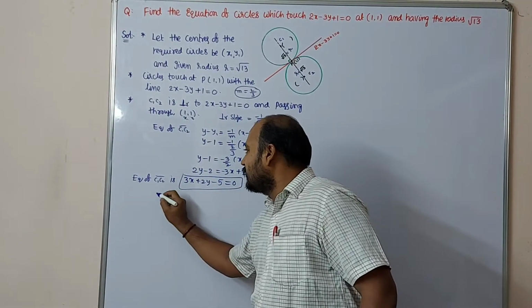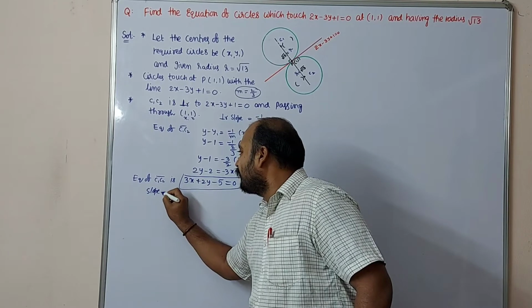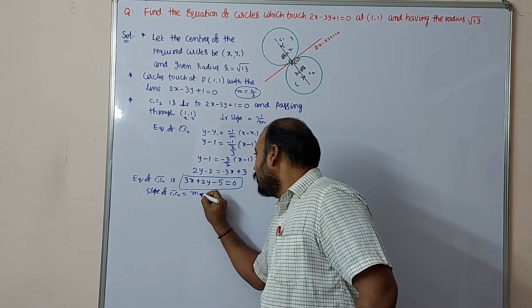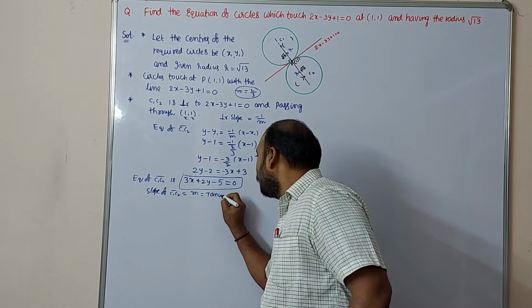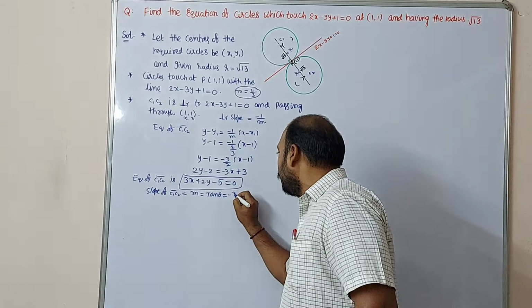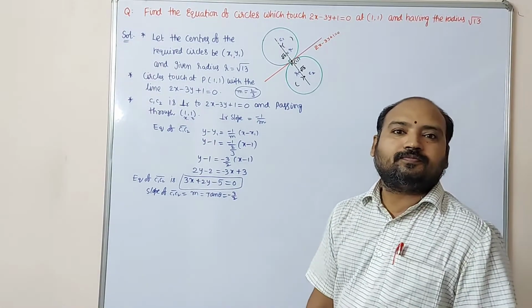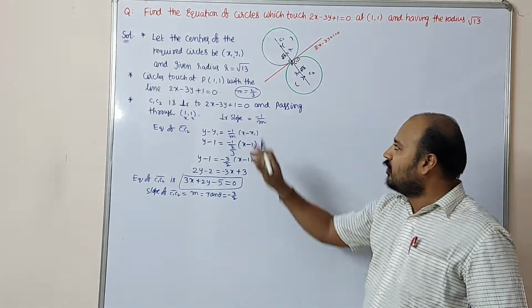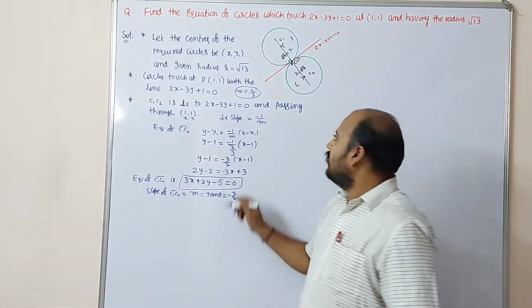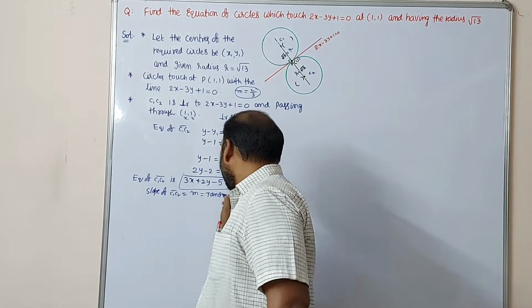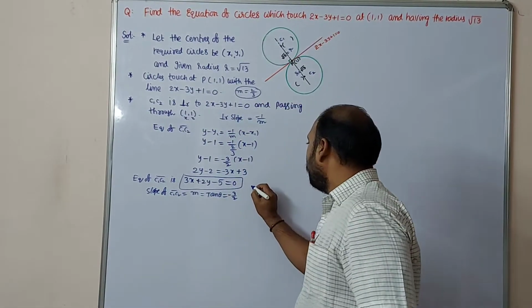Slope of C1 C2, m is equal to tan theta. m value means what? Minus x coefficient by y coefficient, so minus 3 by 2. We have to consider only the C1 C2 slope, not that of the given equation. Why? Because the points which are lying on the line we are calculating. So tan theta is minus 3 by 2.